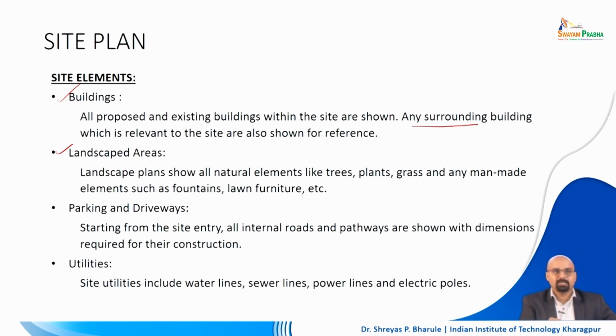Next, as we discussed earlier, hardscape and softscape. Here particularly this will be a softscape. All the landscaped areas are to be shown. All the natural elements, which are trees, plants, grass, and any man-made element, any additional things which you are going to add, like a water body, lawn or street furniture which can probably be permanent, which will be put down with a foundation, all of that is to be mentioned on the site plan.